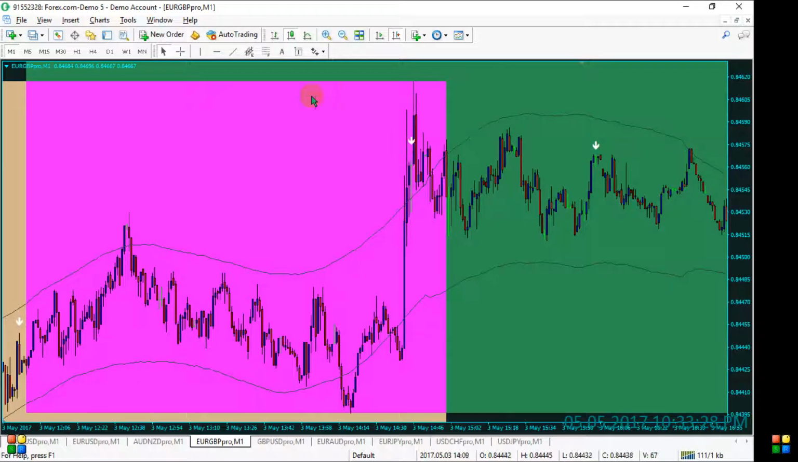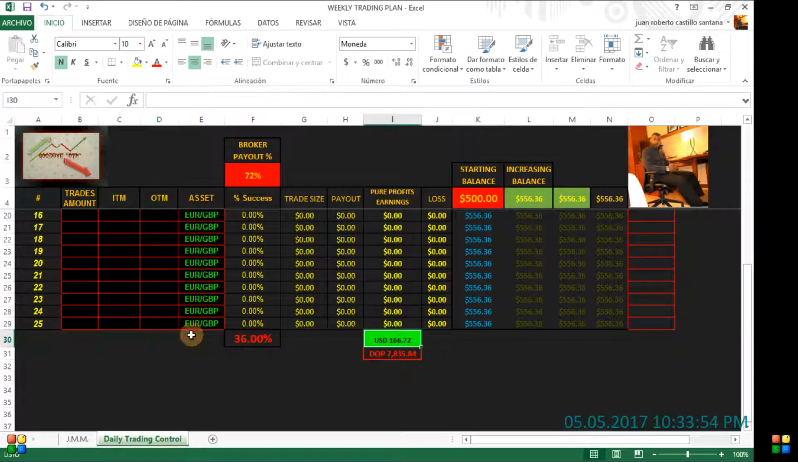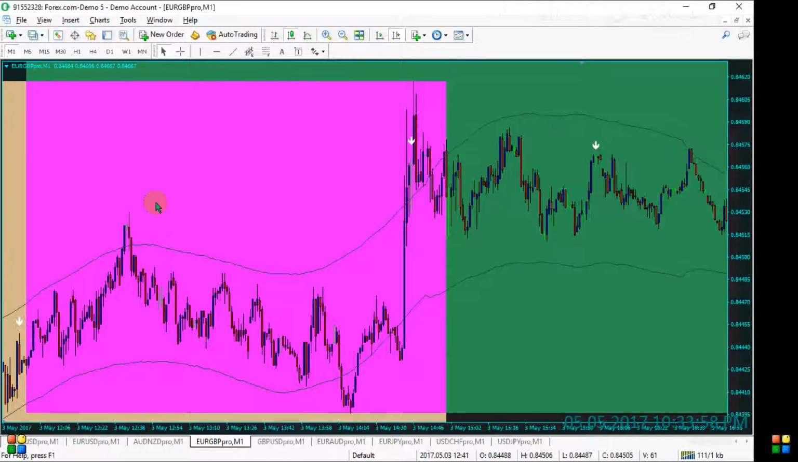So this is, let's measure back again. This is one of our valid signals for 15 minutes. Beautiful. It was kind of consolidating over there, but then it drops this beautiful candlestick, gives us a win. So let's jump in, a $25 investment, one ITM, and we are already at $166, above our initial investment.